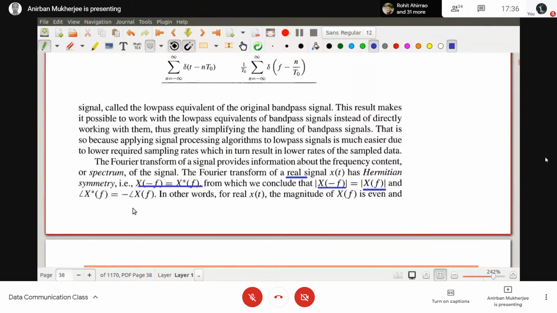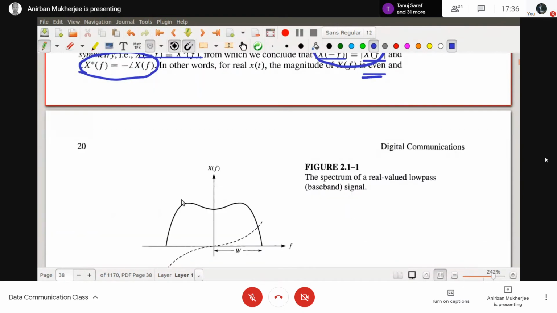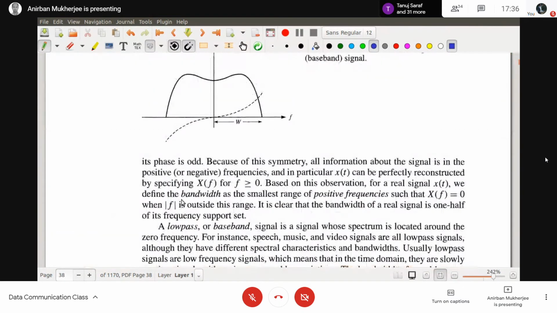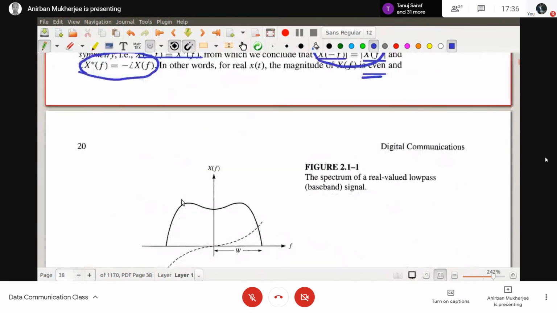Now, please try to appreciate this one, because I'm teaching signals a little bit in a different way. For a real signal, the magnitude of X(f), that is mod X(f), is an even function, and the phase spectrum is an odd function. Okay, phase is odd.